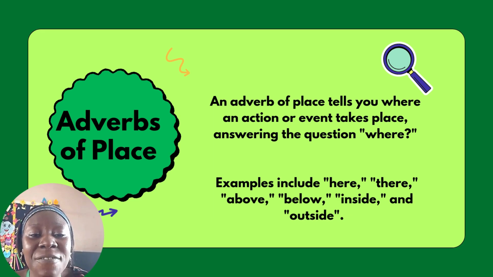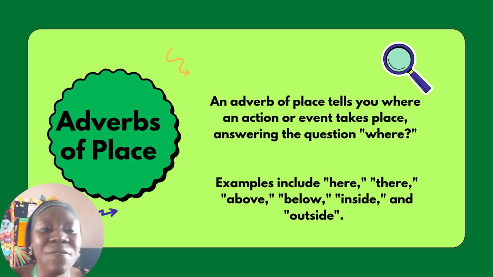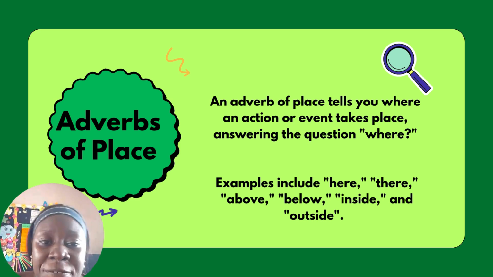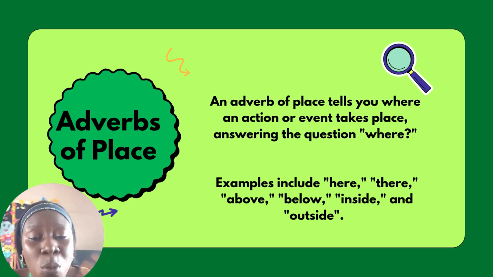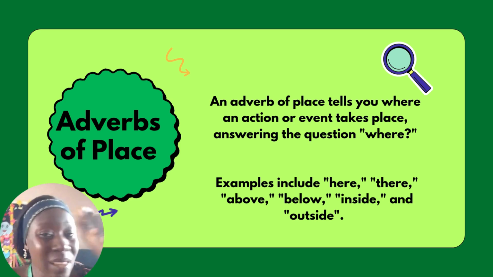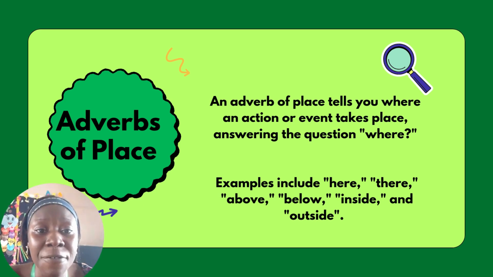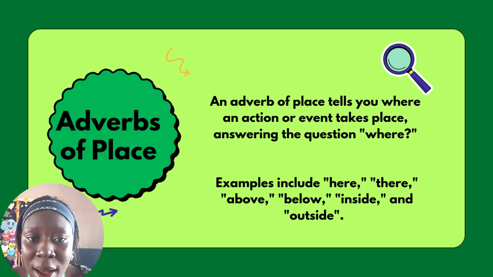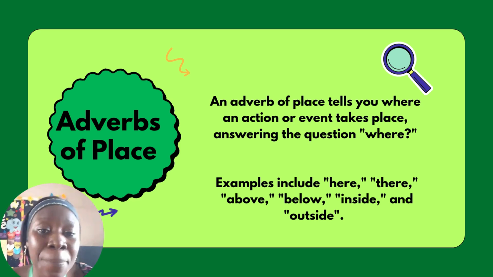We have adverb of place. An adverb of place tells you where an action or event takes place, answering the question where. Where did it happen? Where a particular action takes place. For example, we have here, there, above, below, inside, outside. So where did it happen?